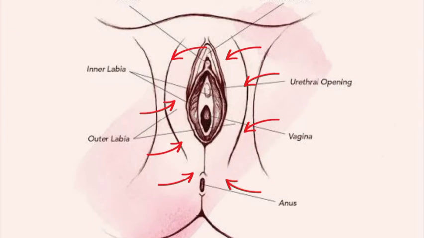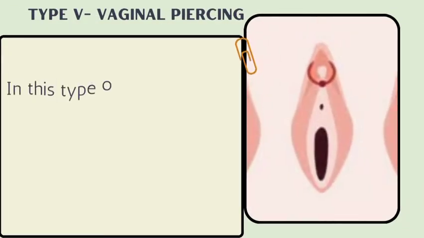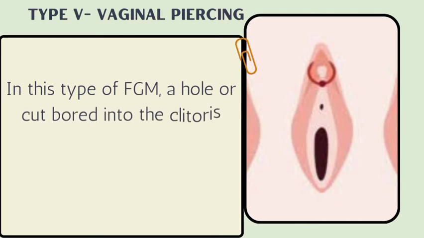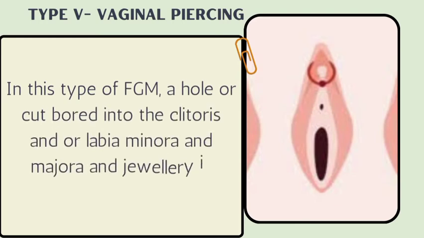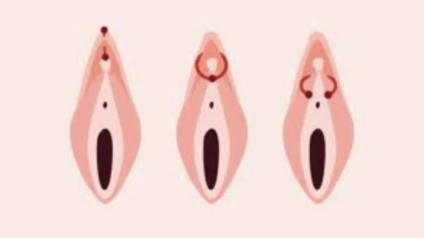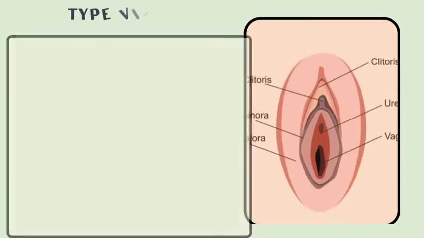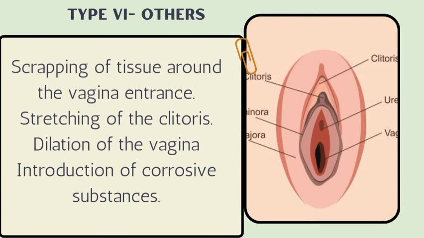It is done in the female genitalia to enhance the birth of a child when the woman delivering is having problems or difficulties delivering. Type 5 is known as the vaginal piercing. This type of female genital mutilation involves cutting a hole in the clitoris, then a jewelry is inserted. This is particularly carried out for the sake of attraction.